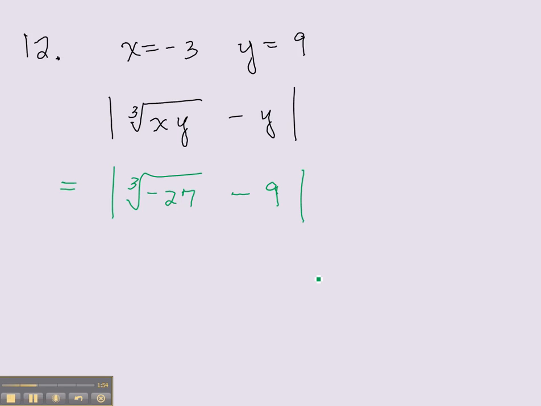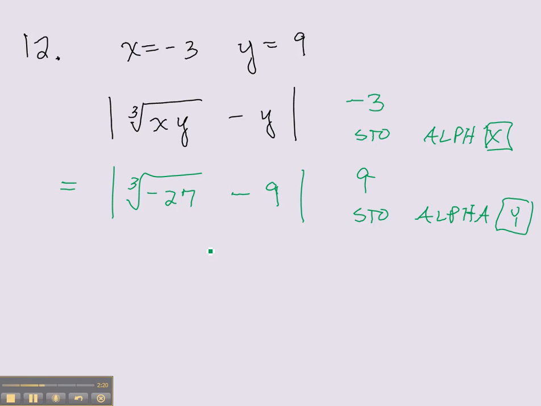Matter of fact, you don't even have to do what I just did. You could store -3, just type in -3, store, and then alpha x to store it in x. Then you can type in 9, store that into alpha y. Then you can type this expression in your calculator.